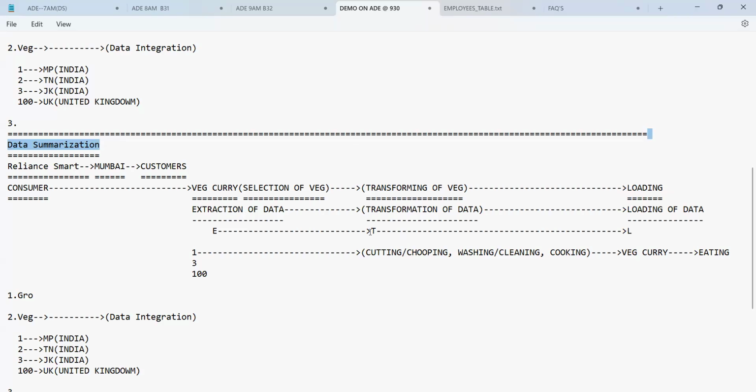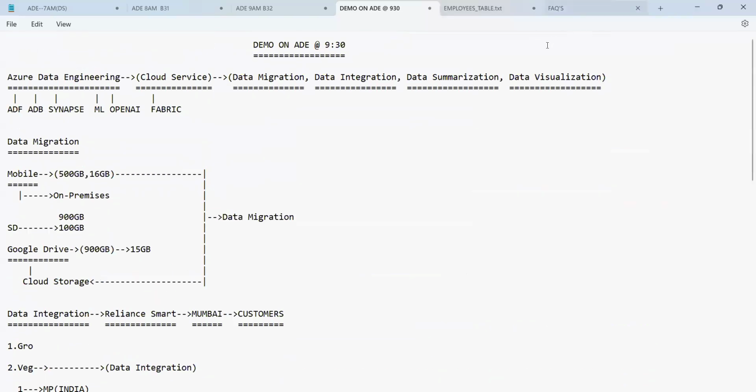This is called the extraction part, this is called the transformation part, and this is called the loading part. That's the only thing we have. So this is nothing but the data summarization. Now, guys, what is the final layer? Data visualization. This is the very final layer, guys.